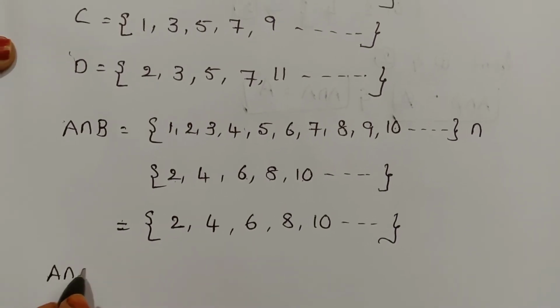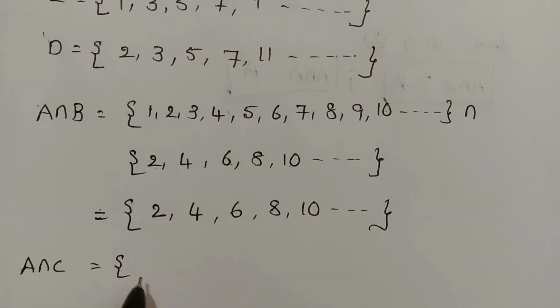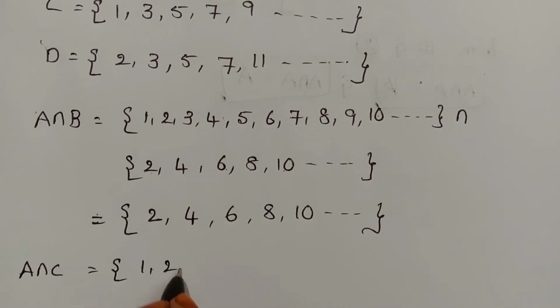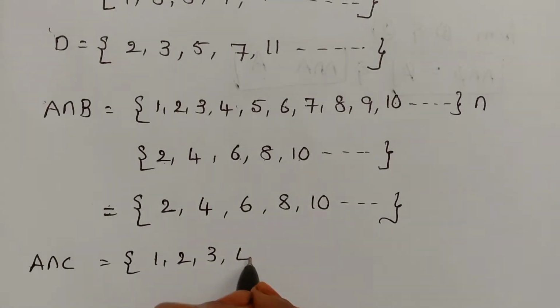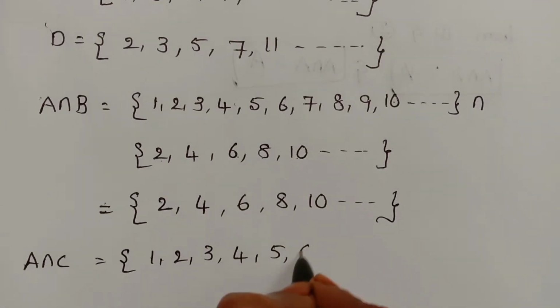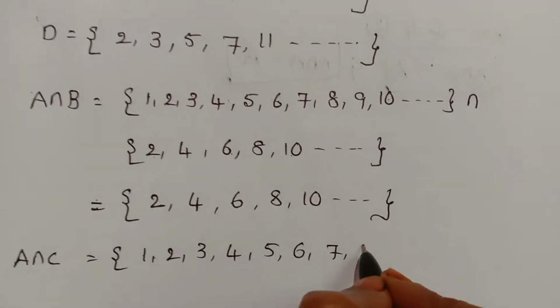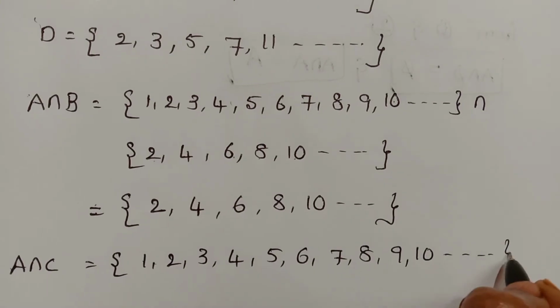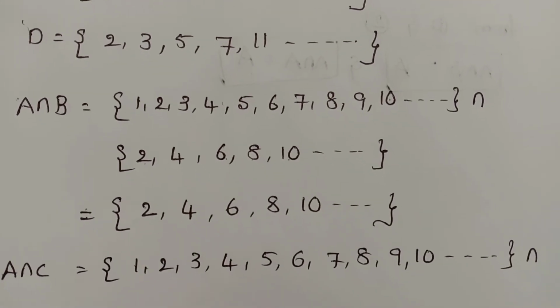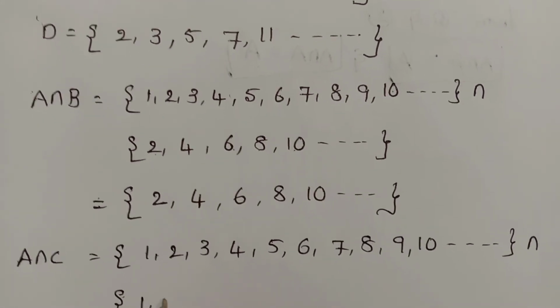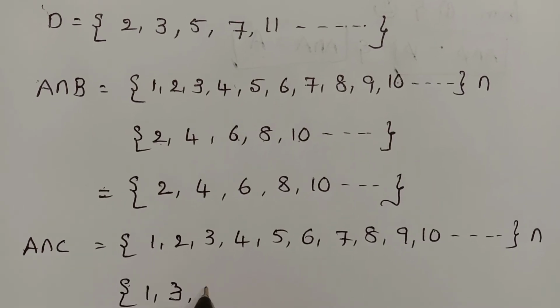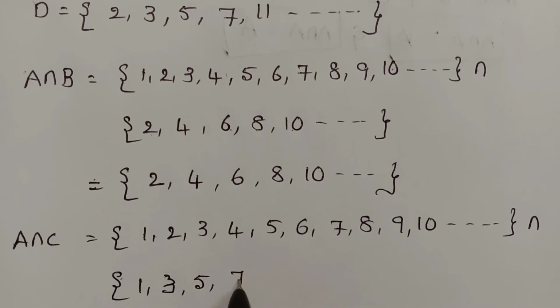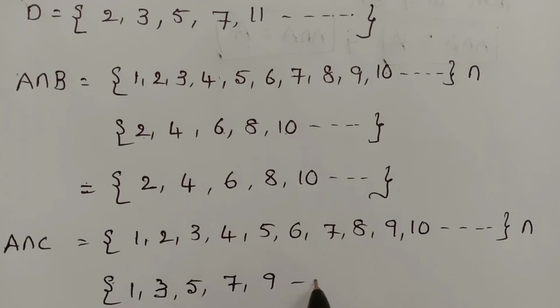Next one, A intersection C. A is 1, 2, 3, 4, 5, 6, 7, 8, 9, 10. C is 1, 3, 5, 7, 9.